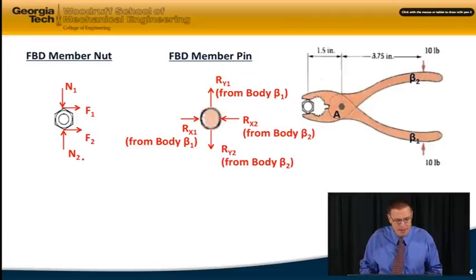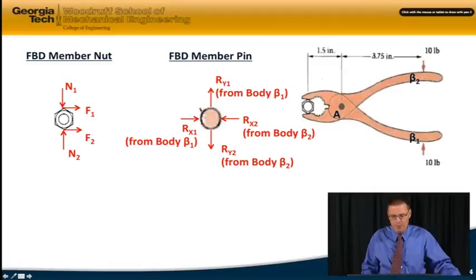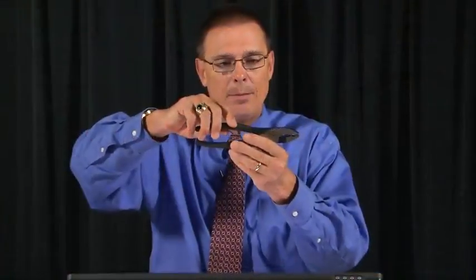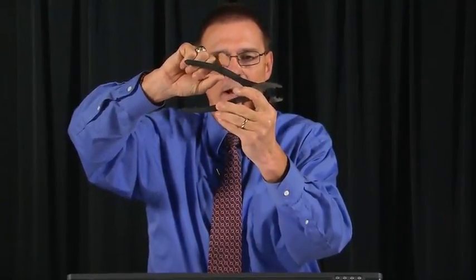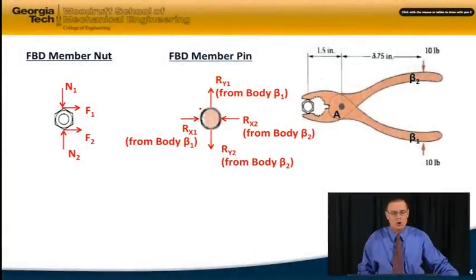Okay, here are the free body diagrams for the nut and the pin that I've drawn. You'll note that I've just drawn the directions arbitrarily. I've just assumed the directions. The mathematics will tell me if they're in the opposite direction by having negative numbers come out. On the free body diagram of the pin, I have the forces acting from one half of the pliers, body B1 and body B2, and those are equal and opposite, acting on my pin to keep it in equilibrium.